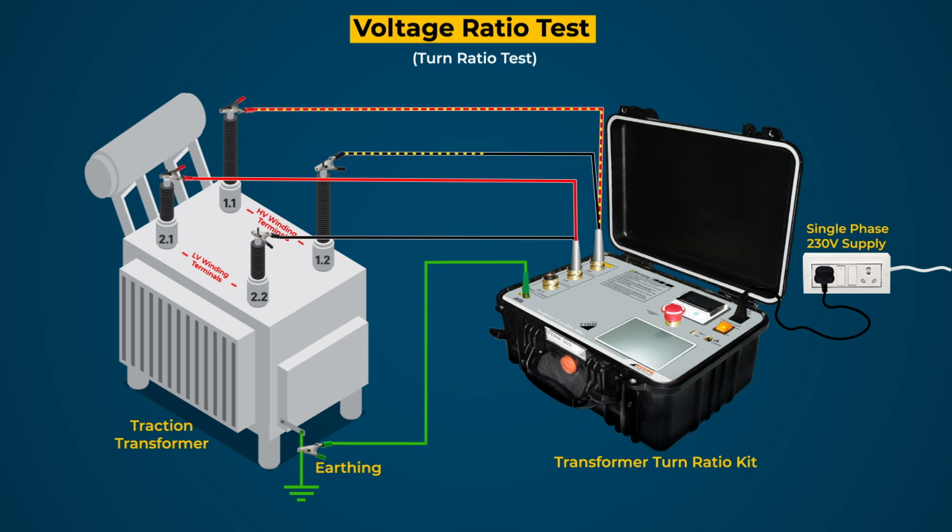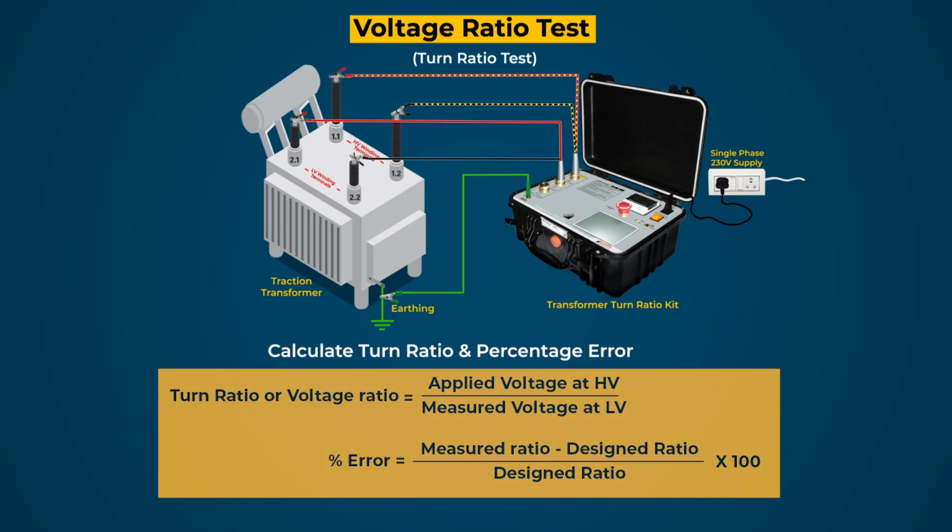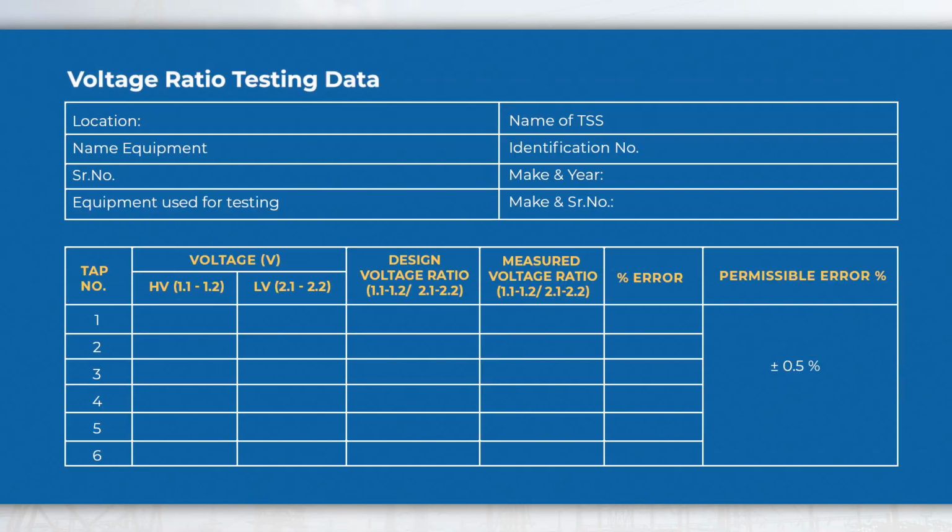Now 230-volt AC voltage is injected to HV winding and a voltage is induced in LV winding, which is measured by the test kit, and calculate the turn ratio and percentage error. Conduct the test for all the taps of the transformer. Use these formulas to calculate turn ratio and percentage error. Testing data may be recorded in this format for further investigation and future reference.